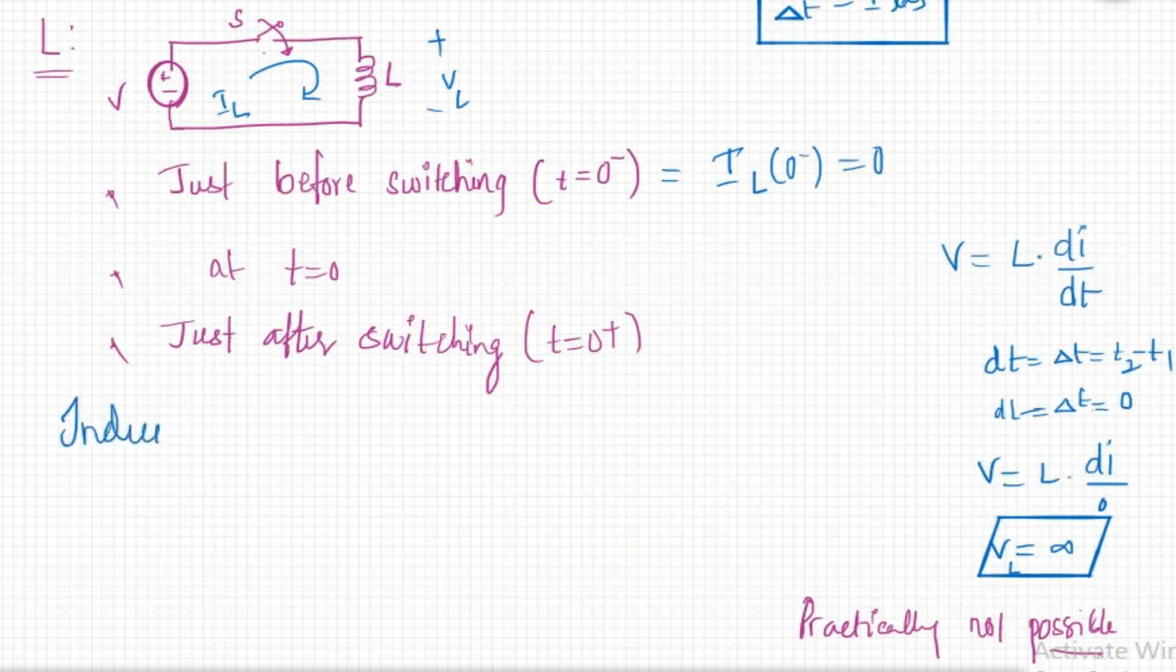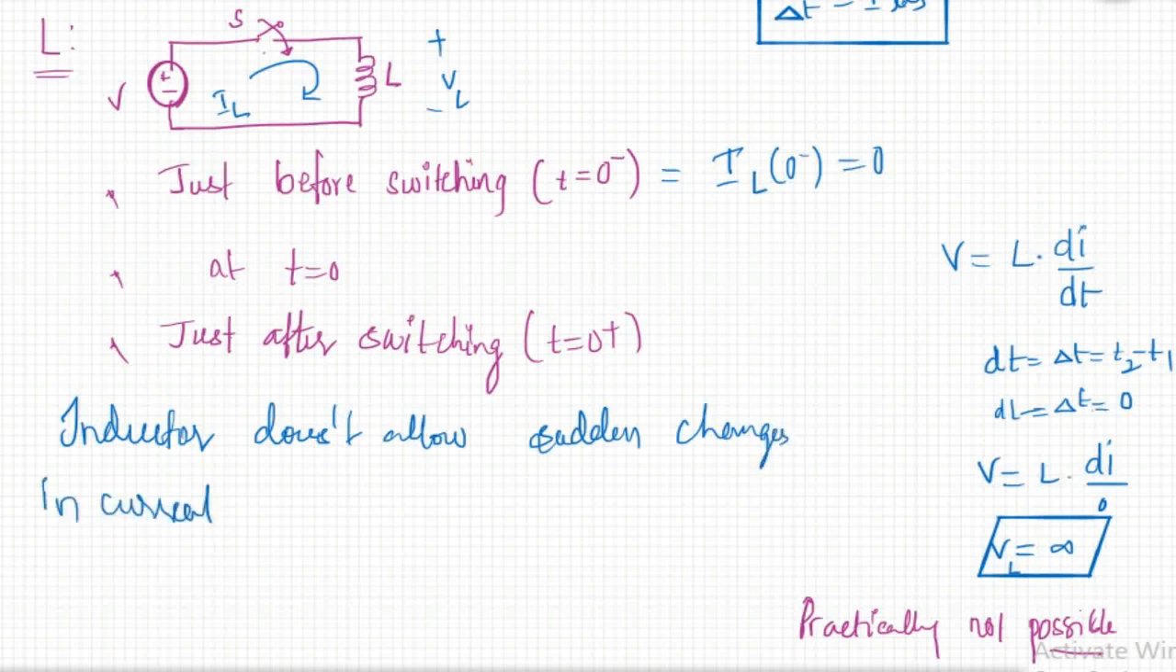Inductor doesn't allow sudden changes in current. So this is a very important statement. I have already discussed this. Okay, so that's why even after closing the switch, the current will be 0.